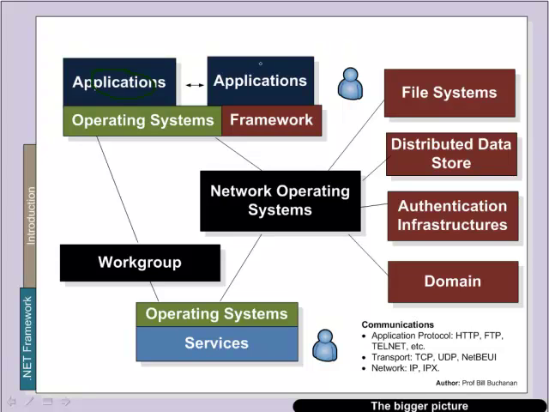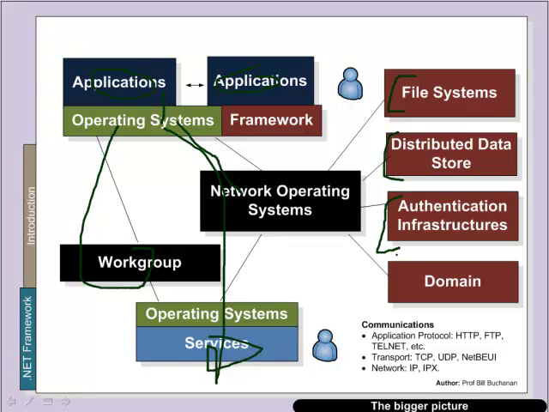Basically, we have applications which run on operating systems. These run within network operating systems, possibly within workgroups, and typically access network services. Along with this, we have file systems, distributed data storage, authentication infrastructures, and domains. To glue the whole thing together, we have communication protocols such as application protocols, transport layer protocols, and network layer ones.